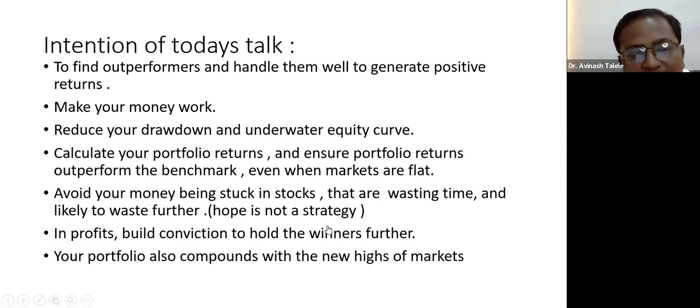Most of the time, what happens is the market is making new highs, but our portfolio is always in red. So how do we ensure that our portfolio also makes a new high when our markets are rising? That is the biggest challenge that many of us face, and I'll try to resolve this mystery around this topic today.